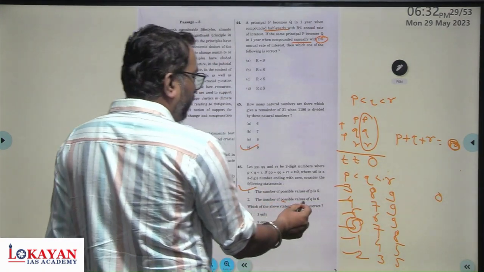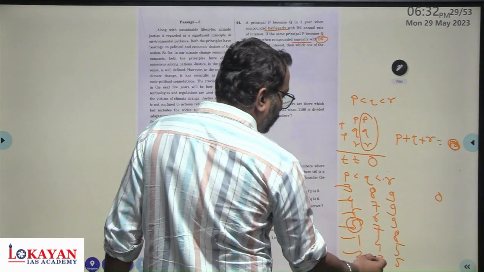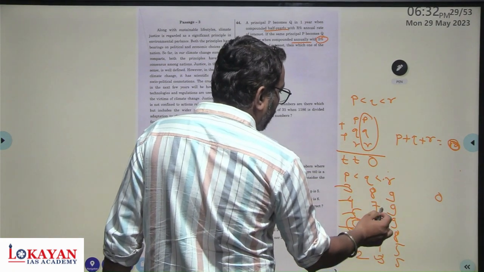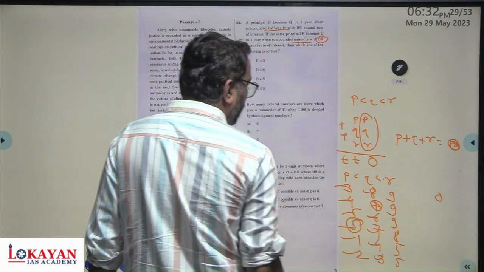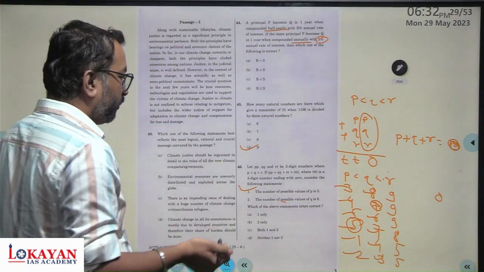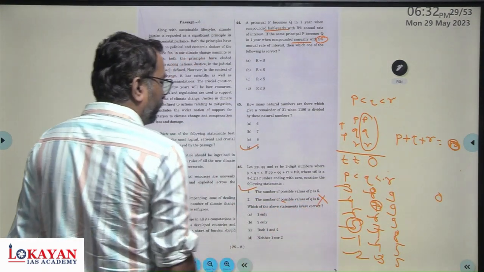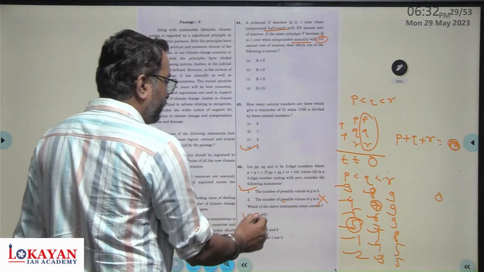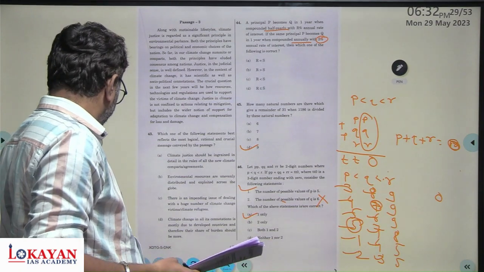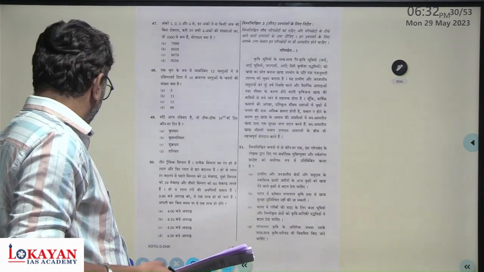The number of possible values of Q is 6. Now see, 3, 4, 6, 7. 7 is repeating, so leave it, 8. But the value of Q is also 5 only. There are only 5 values of Q. So it is wrong. So only statement 1 is correct. Tricky question it was.